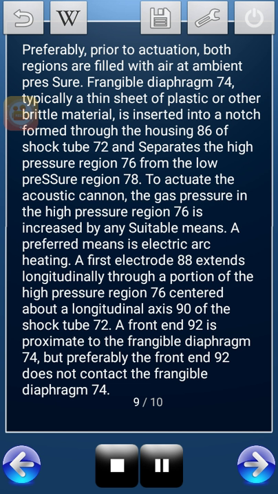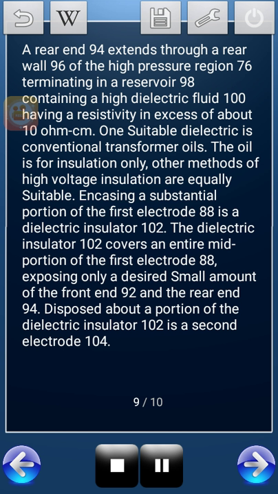To actuate the acoustic cannon, the gas pressure in the high pressure region 76 is increased by any suitable means. A preferred means is electric arc heating. A first electrode 88 extends longitudinally through a portion of the high pressure region 76 centered about a longitudinal axis 90 of the shock tube 72. A front end 92 is proximate to the frangible diaphragm 74, but preferably the front end 92 does not contact the frangible diaphragm 74. A rear end 94 extends through a rear wall 96 of the high pressure region 76 terminating in a reservoir 98 containing a high dielectric fluid 100 having a resistivity in excess of about 10 ohm/cm. One suitable dielectric is conventional transformer oils. The oil is for insulation only. Other methods of high voltage insulation are equally suitable.